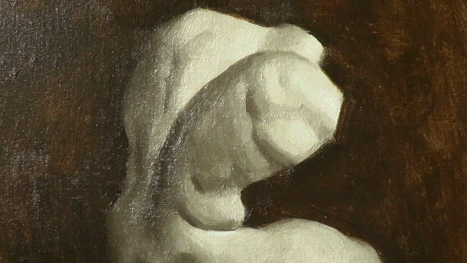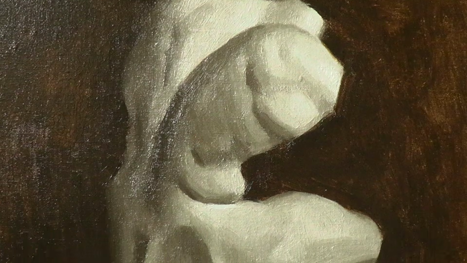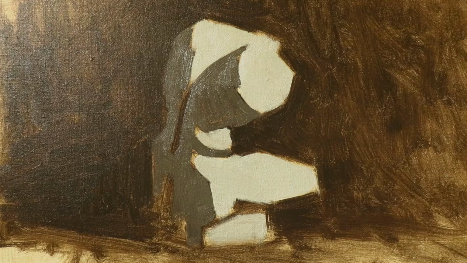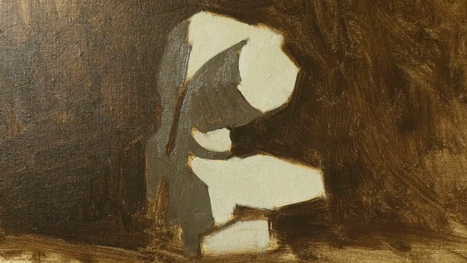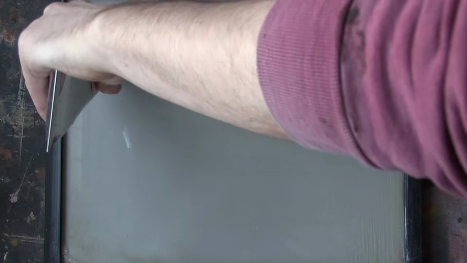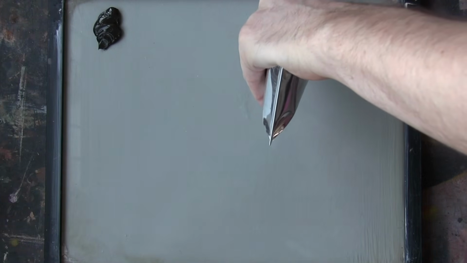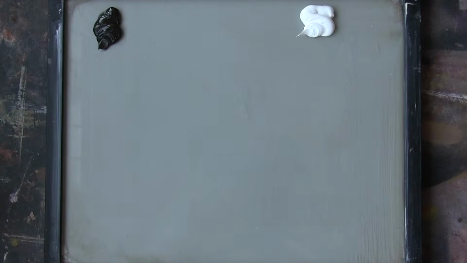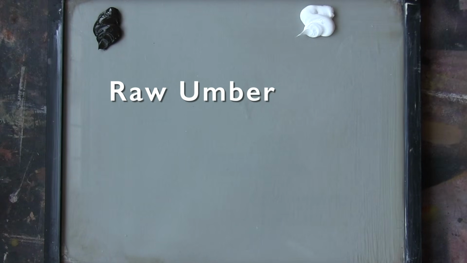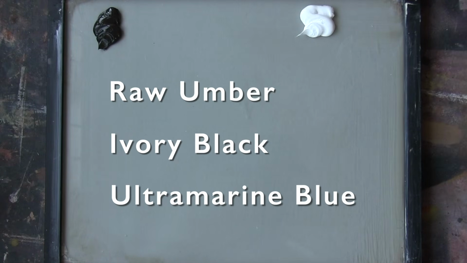Before you worry about all the subtle differences in tone, you first need to simplify what you see into just a few main tones. The best way to develop this skill is by practicing with a monochrome palette made up of just 2 colours, a dark pigment and white. You can use any dark colour like raw umber, ivory black or ultramarine blue.